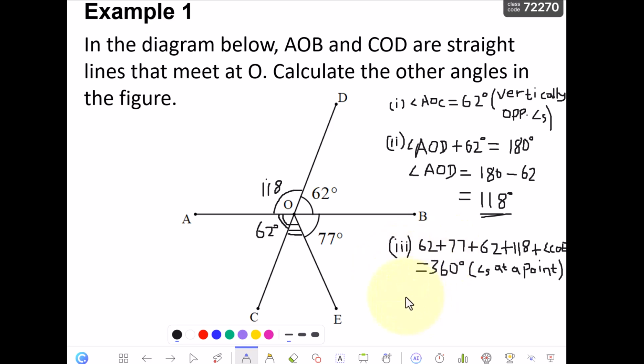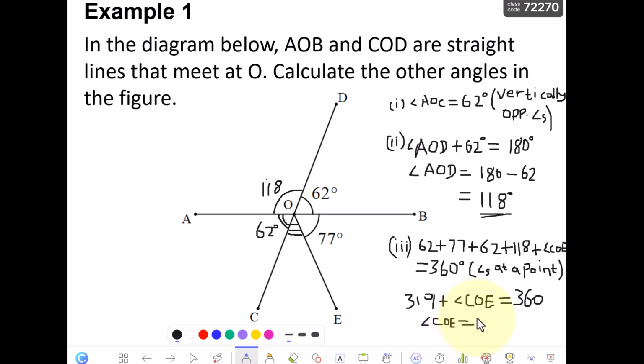So just write the next step: 319, plus the COE you are looking for now, which is this angle you are looking for, angle COE. So it will be equal to what now? Equal to 360 degrees. Now, to end this work, collect like terms. 319 will cross over. So when 319 crosses over, COE will equal 360 minus 319.